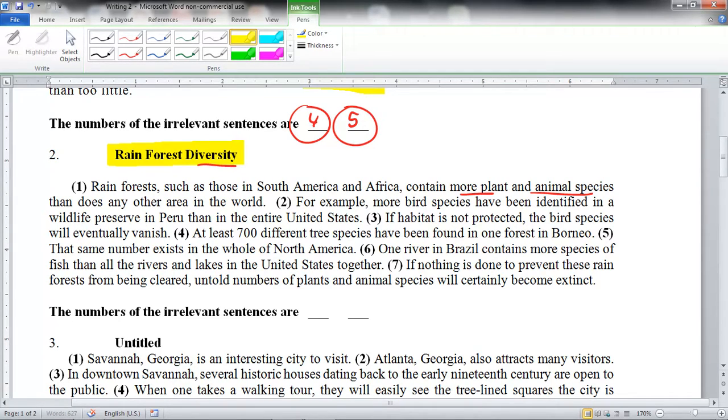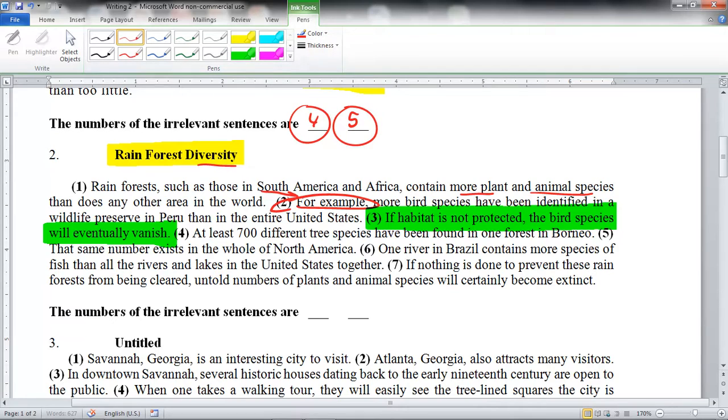Let's read it again. Rainforests, such as those in South America and Africa, contain more plants and animal species than does any other area in the world. For example, more bird species have been identified in a wildlife preserve in Peru than in the entire United States. So this sentence is an explanation and naturally follows the first sentence. So that's fine. The third sentence, on the other hand, if a habitat is not protected, the bird species will eventually vanish. Okay, that's a nice thought, and that shows that the author is concerned about these bird species.